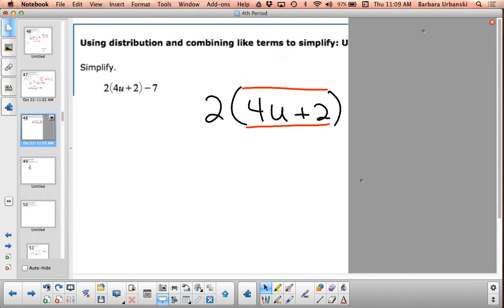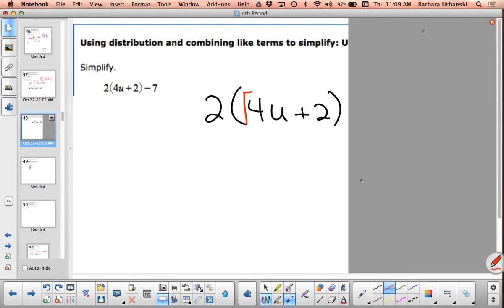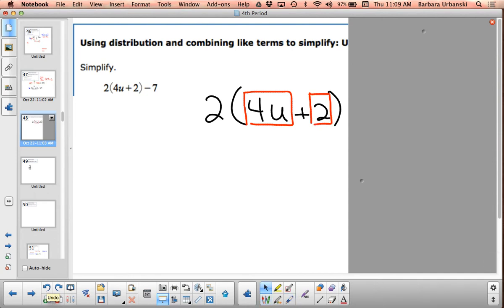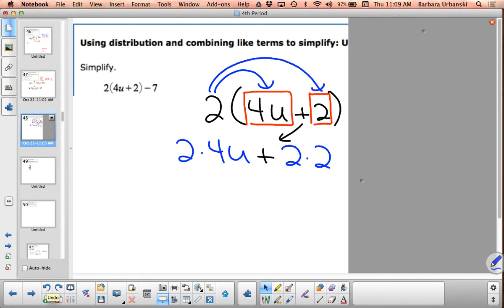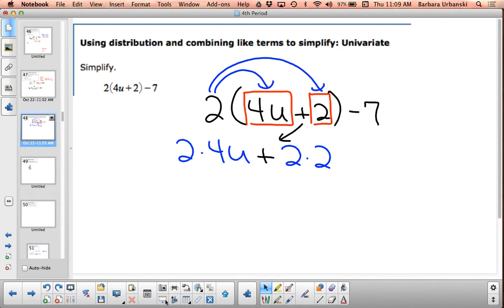So if we decide to multiply everything in the basket by 2, I have 2 terms. I have 4u, and I also have a 2. So now I know I need to take my 2 and I need to multiply it by 4u. I can write this out as 2 times 4u. Keep the sign of operation, which is addition, and then I need to take the 2 and also multiply it by the second term, so we have 2 times 2. And at this point, we can look at what's left, and we are going to be taking away 7.